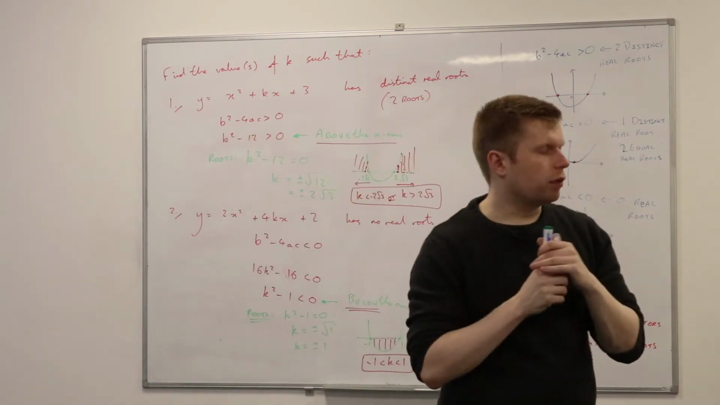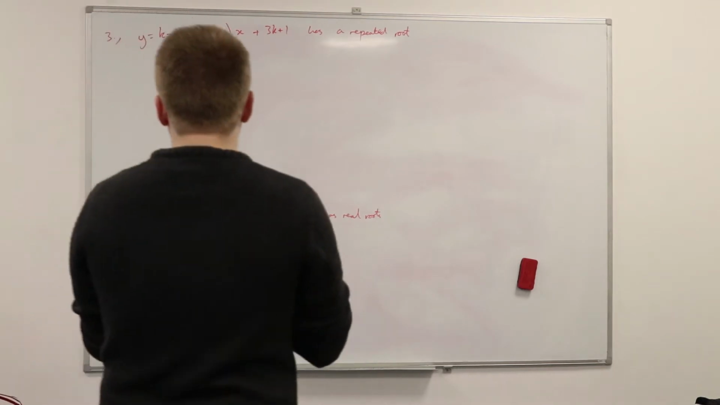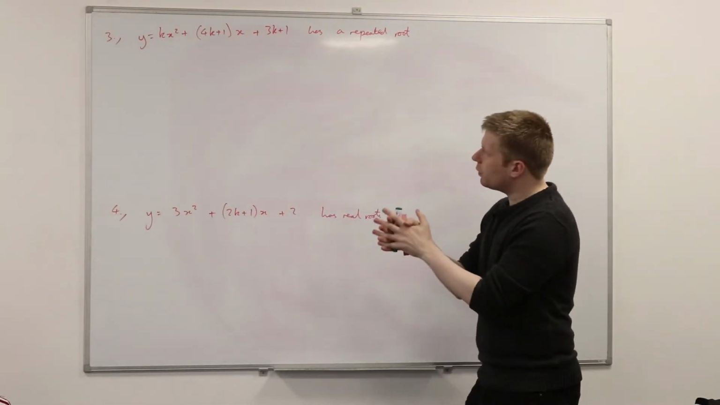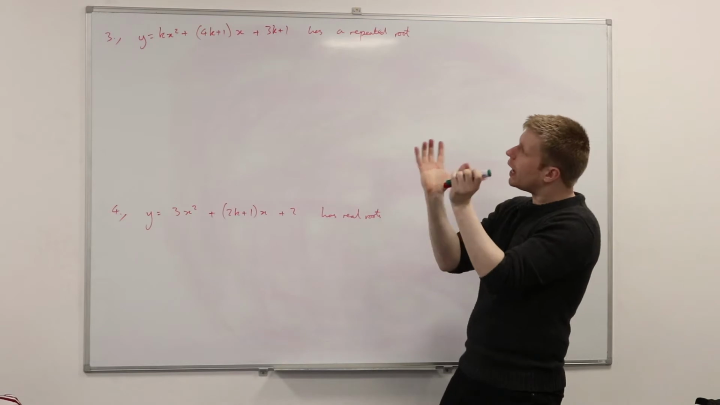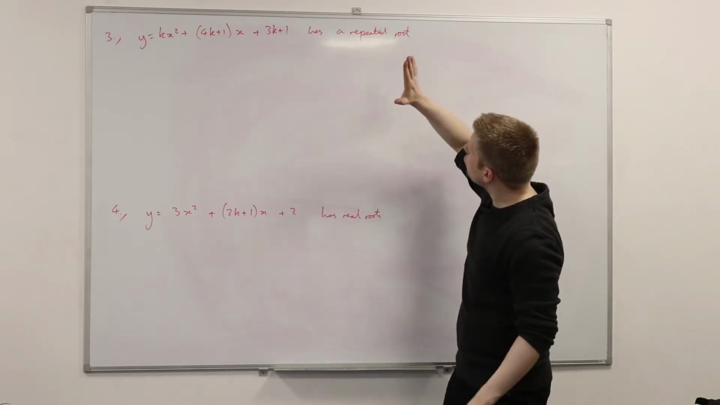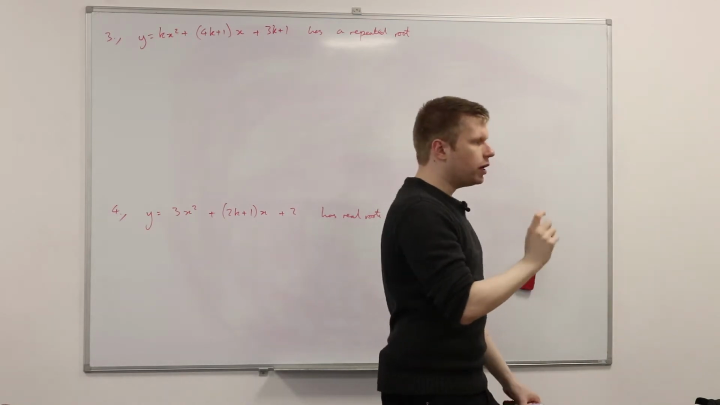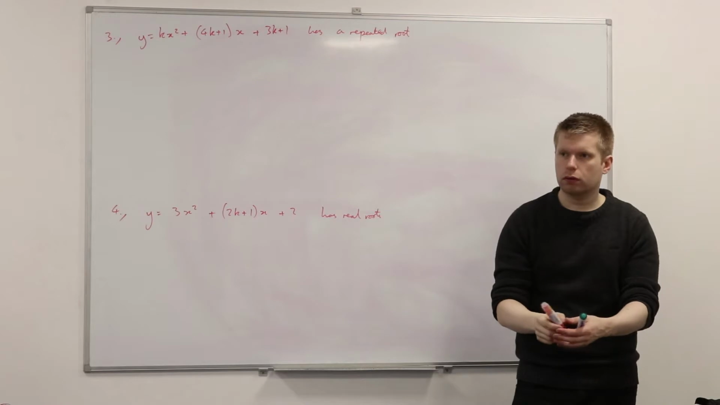Let's move on to this one then, number 3. If you can't read it, we have y equals kx squared plus 4k plus 1 times x plus 3k plus 1, and we're told it has a repeated root. Now if it has a repeated root, how many roots are we looking for? More than 1. 2.